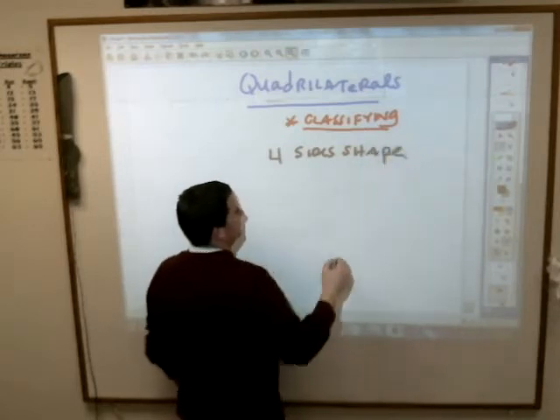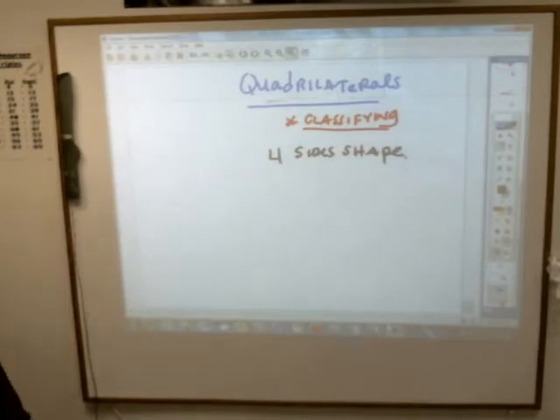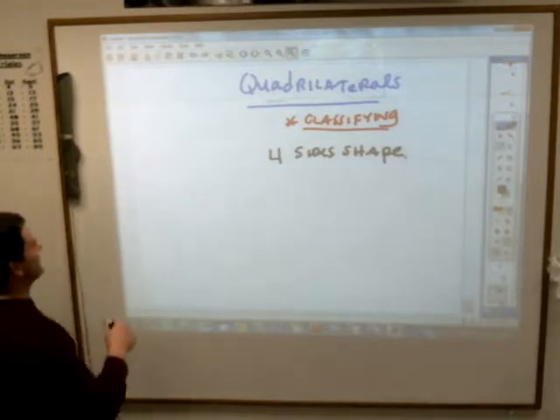Now, most people think when they think four-sided shape, they think square, but that is a quadrilateral. It is not the only quadrilateral. But for math, we always go by the exact definition. And the first one we're going to talk about is a trapezium.